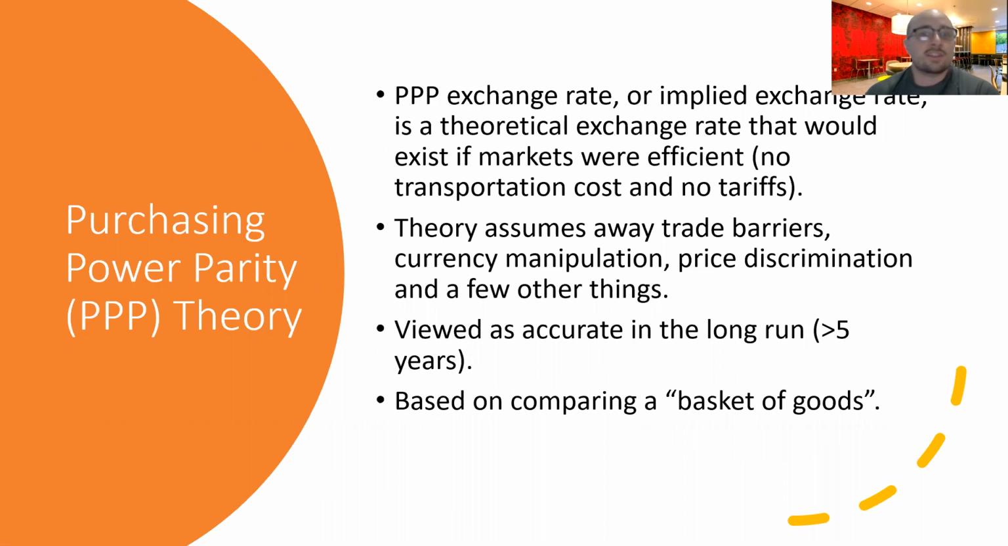So then this goes into purchasing power parity theory. The purchasing power parity theory exchange rate, which would be the implied exchange rate we just found, is a theoretical exchange rate that would exist if markets were efficient. So there were no transportation costs and no tariffs. The theory assumes away trade barriers, currency manipulation, price discrimination, and a few other things. It's viewed as accurate in the long run, like greater than 5 years, but it's not good for short-term currency movements. And it's based on comparing a basket of goods, which in this case, instead of using a basket, we just use the Big Mac.